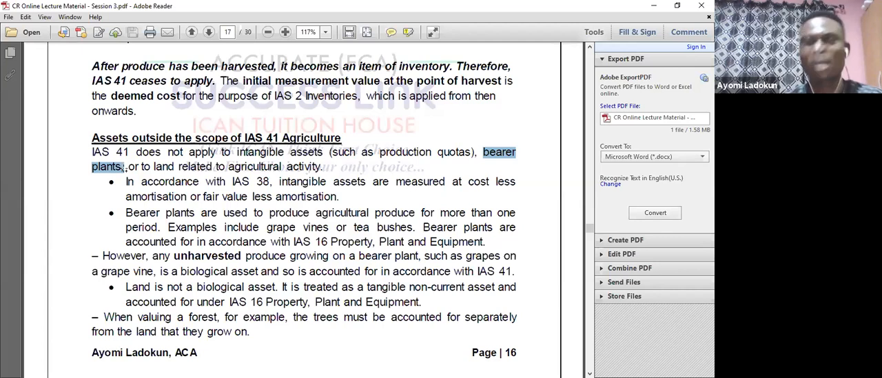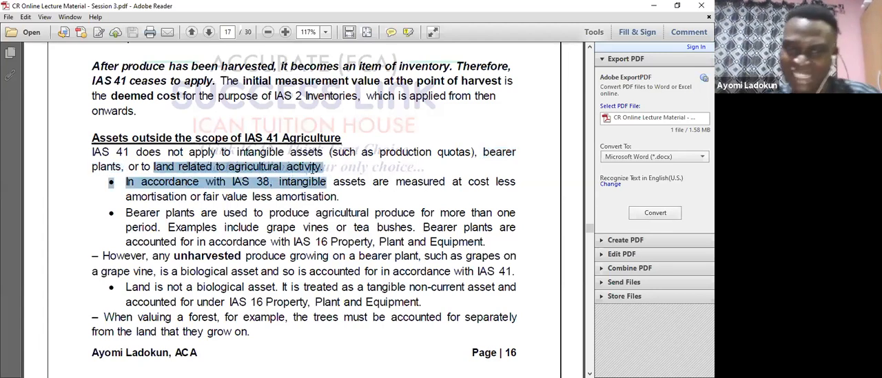When you say bearer plant, for example, look at palm tree. Palm tree might be an example of a bearer plant, because they can bear fruit for more than 1 year. They can bear fruit for 10 years. They are just there. Or let's say vine and vineyard, we are going to get there anyway. So that's what we call bearer plant. They use bearer plant to grow agricultural produce.